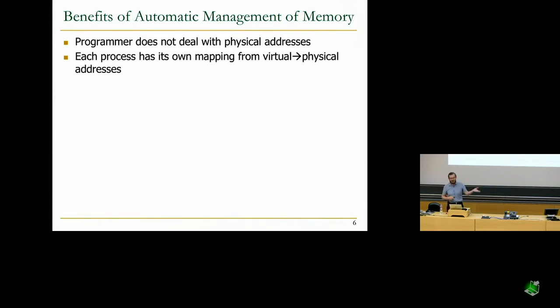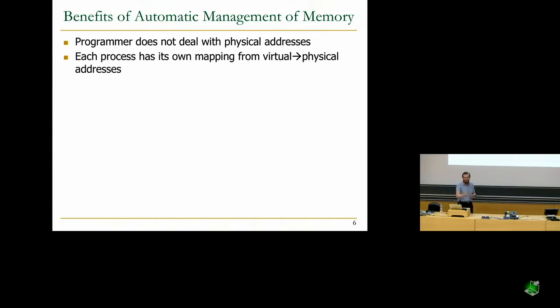Each process has its own mapping from virtual to physical addresses. That's another benefit because let's assume that you have different processes running on a machine. How do you ensure that different programmers don't write to the same physical memory location? If you're directly writing to physical memory locations, this program can decide, oh, I'm going to write to location 8. And this other program can decide, oh, they're going to write to location 8 also. And these 8s have nothing to do with each other. They're completely different processes, right?